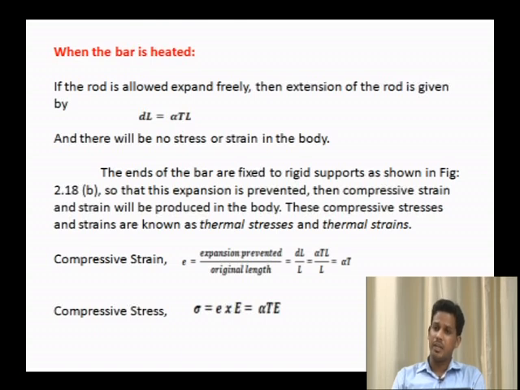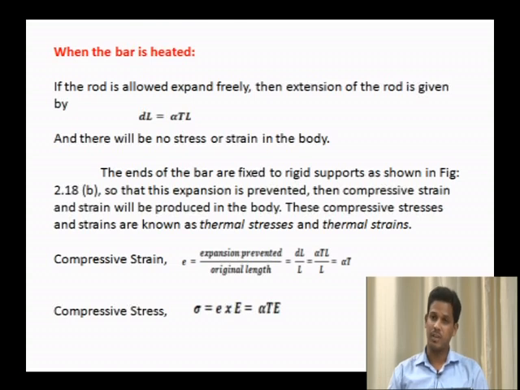Here I already told you it may be a compressive strain or tensile strain. Whether it is one type or the other depends on what? It depends on the condition of the support, whether it is restrained or unrestrained. Based on that, we can classify the strains.